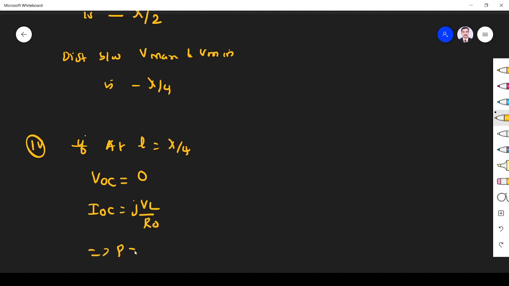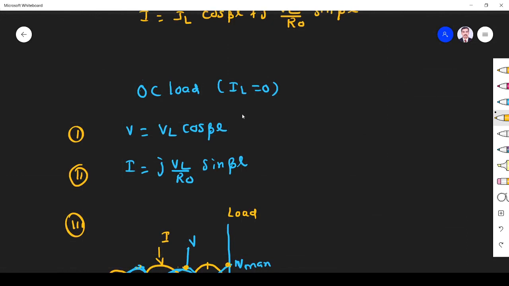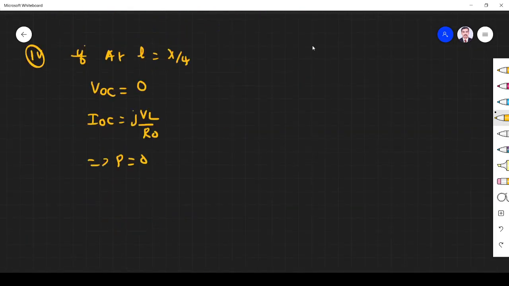This implies power is V into I. So at L is equal to lambda by 4, you substitute beta is equal to 2 pi by lambda, and L is equal to lambda by 4, so we get pi by 2. Cos pi by 2 is 0, so V is equal to 0. Sin pi by 2 is 1. So at L is equal to lambda by 4, V is 0 and IOC is jVL by R naught. Because we are talking about the open circuit line, I say VOC, IOC. So when you multiply power, V into I, it is 0.